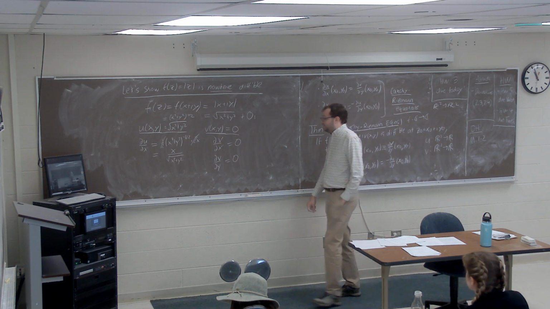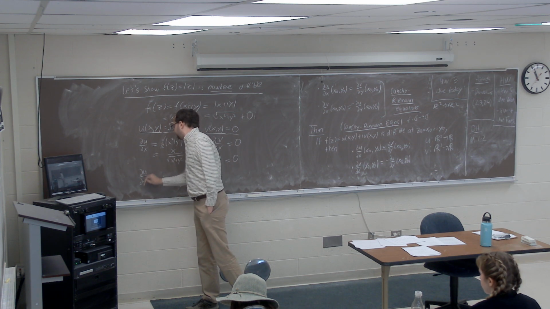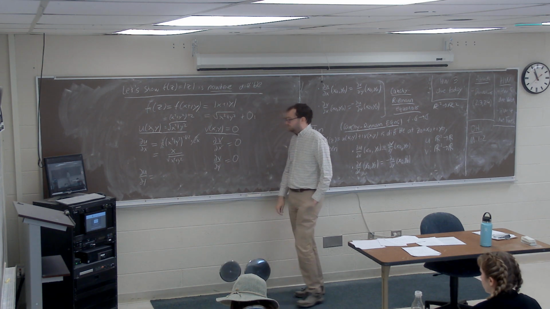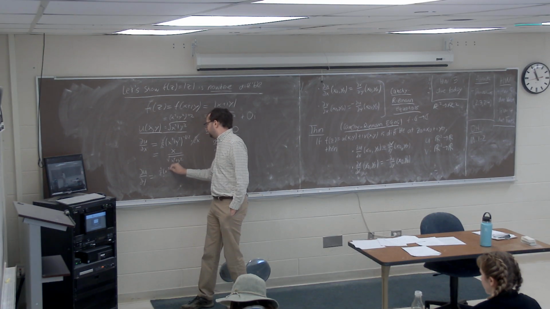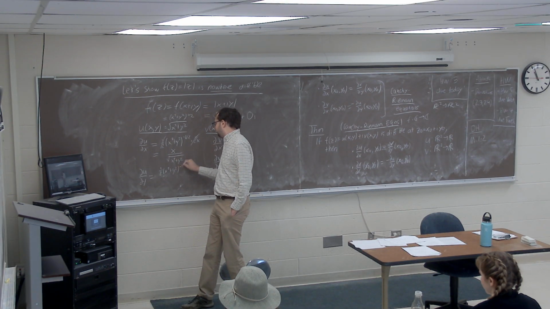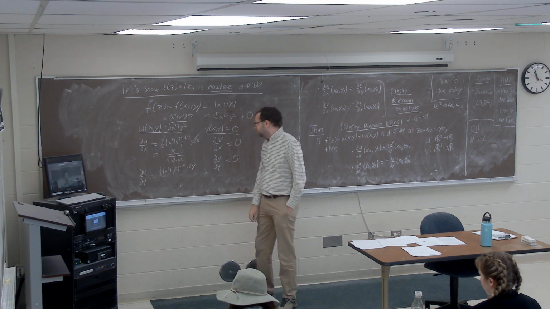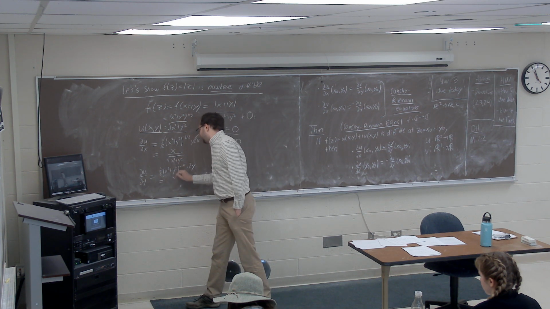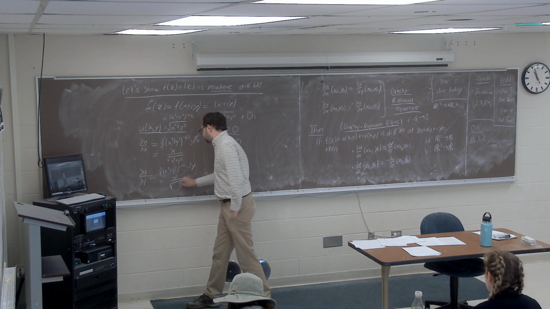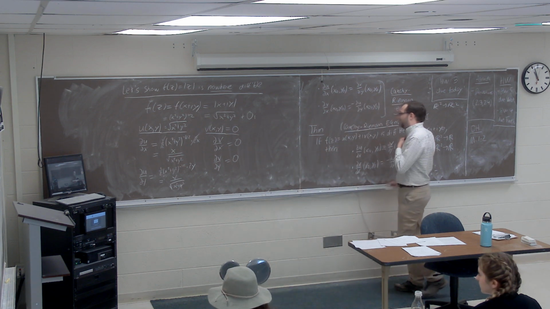Katrine, how about del u del y? 1/2 times x squared plus y squared to the negative 1/2 times 2y, which equals y over the square root of x squared plus y squared. Basically the same thing, just swapping out the x in the numerator with the y.